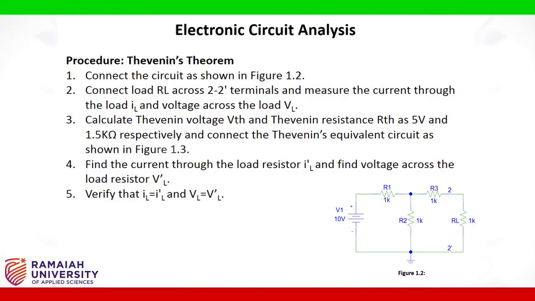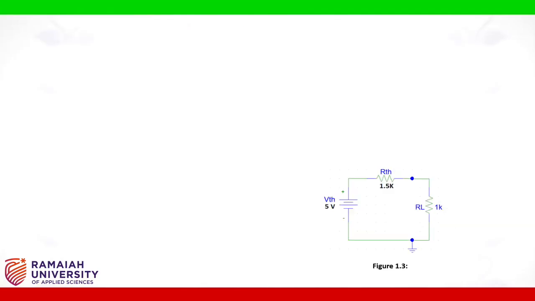Find the current through the load resistor IL' and find voltage across the load resistor VL'. Verify that IL is equal to IL' and VL is equal to VL'.